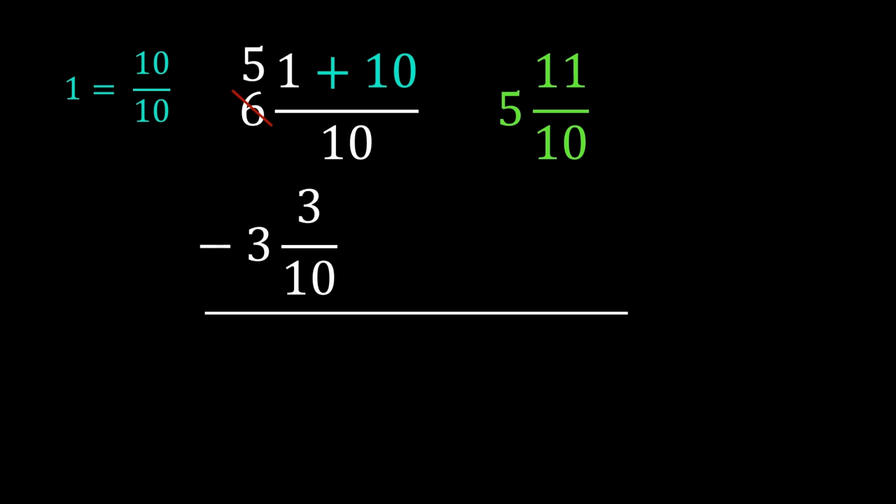Then 3 and 3 tenths already has a denominator of 10, so 3 and 3 tenths will remain 3 and 3 tenths. So now I have 5 and 11 tenths minus 3 and 3 tenths. And I'm starting with my numerators. 11 minus 3 is 8. My denominator of 10 remains the same, and then I subtract my whole numbers. 5 minus 3 is 2.